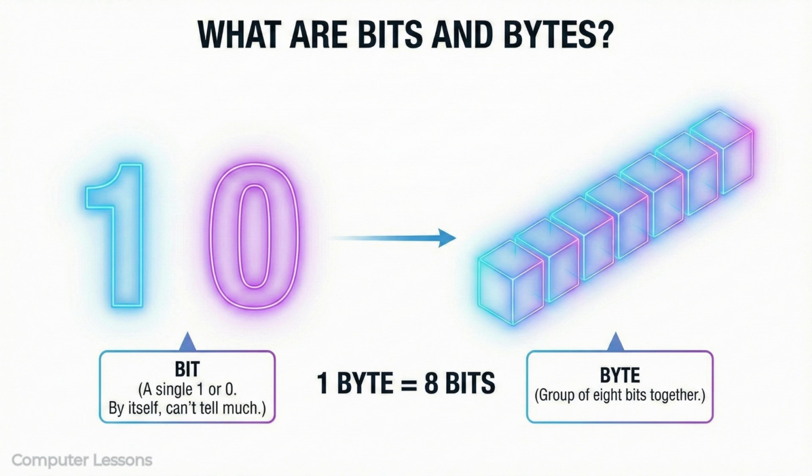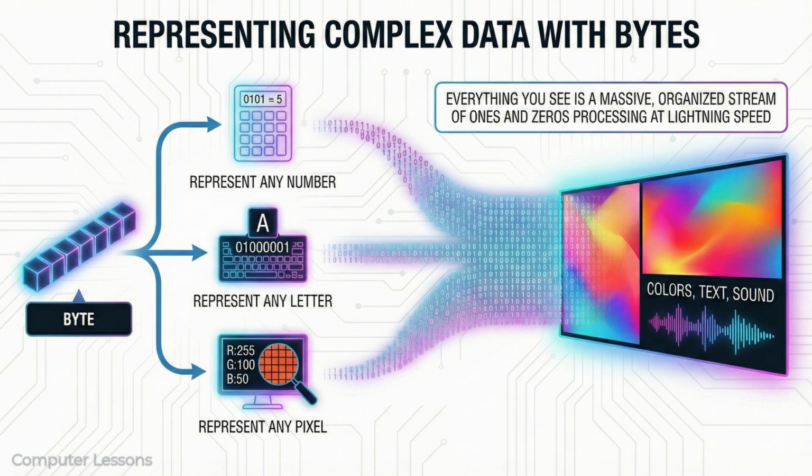With just these combinations of 1s and 0s, we can represent any number, any letter, and eventually any pixel on your screen. Everything you see right now, the colors, the text, the sound of my voice, is just a massive organized stream of 1s and 0s being processed at lightning speed.